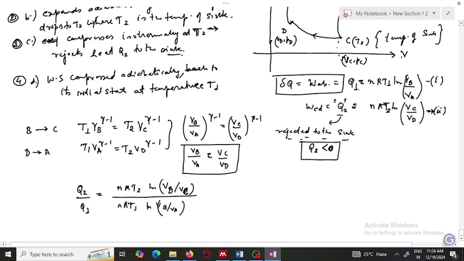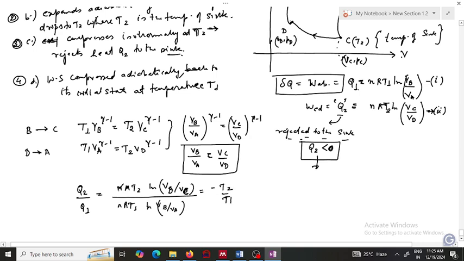the total absolute value of Q2. But actually, when heat is rejected to the sink, heat should be negative. So basically I should write it as nRT ln of V final, which is VD by VC, because VD by VC would inherently be less than 1, so the log value would give me a negative. So I had written VC by VD so that I can write the absolute value of Q2. In general, I will write this as VD by VC. So this will give me minus T2 by T1.